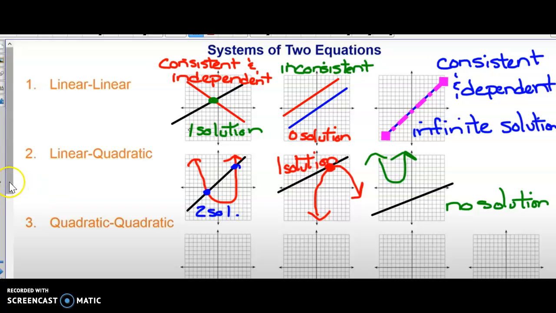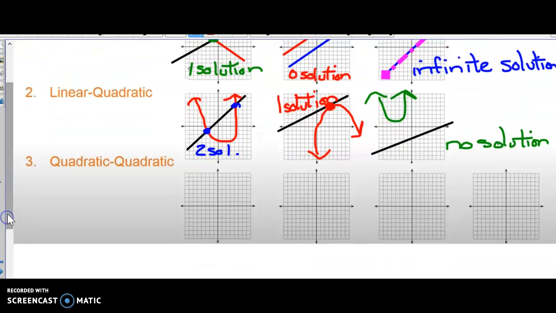Okay, then we have some quadratic equations that we could have. So we could have 2 parabolas. We can have one, let's say, that opens up like this, and then we could have another one that opens down like this. Well, when we look at it, they happen to intersect at 2 separate places. So this one has 2 solutions.